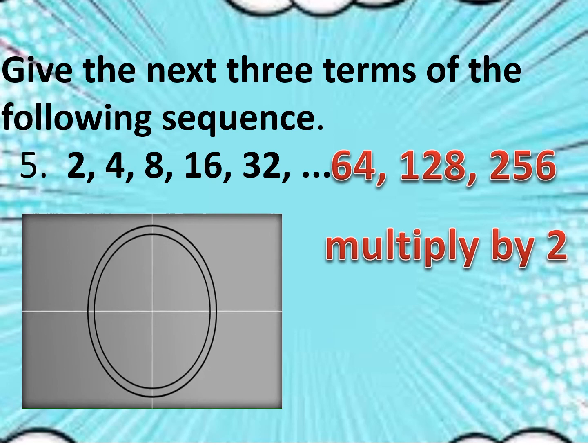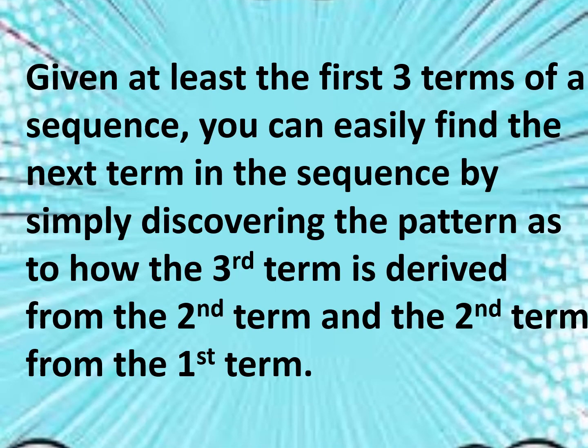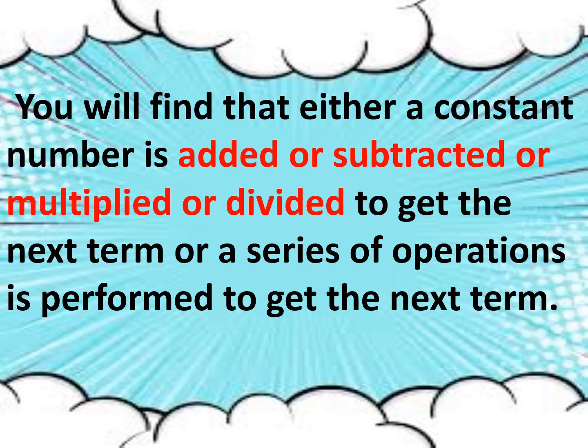Let's have more examples. Oh, let's have the rule first. Given at least the first 3 terms of a sequence, you can easily find the next term in the sequence by simply discovering the pattern of how the third term is derived from the second term and the second term from the first term. You will find that either a constant number is added, subtracted, multiplied, or divided to get the next term, or a series of operations is performed to get the next term. Okay? Okay, let's proceed now to more examples.